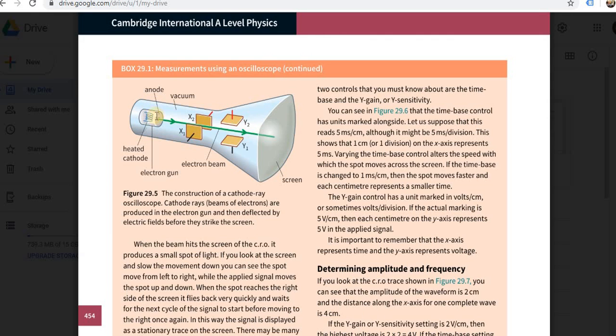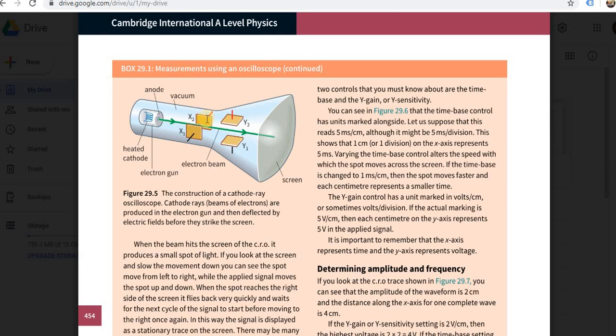You have the heated cathode which emits the electrons. Here it's a filament metal, so when you heat the metal, it will emit electrons. Then this is the anode. It is positively charged, this is negative, so the electrons are attracted towards this and pass through this anode, and that's why it's called the electron gun, because it emits electrons.